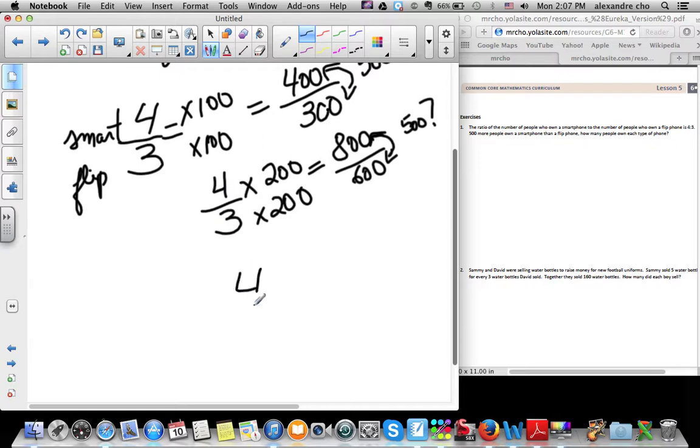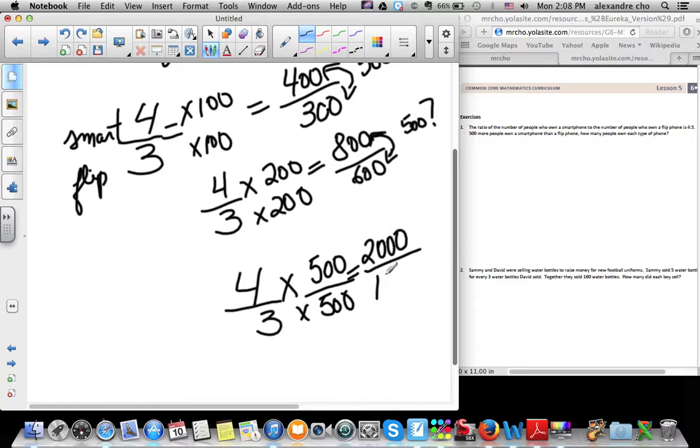So again, 4 people who have smartphones, 3 people who have flip phones. Let's try 400. That would give me 1600. Let's try 500. Multiply top and bottom by 500. That would give me 2,000 people owning a smartphone, and at the bottom it would give me 1,500 people owning a flip phone. Is there a difference of 500? Yes, there is. So that's my ratio.